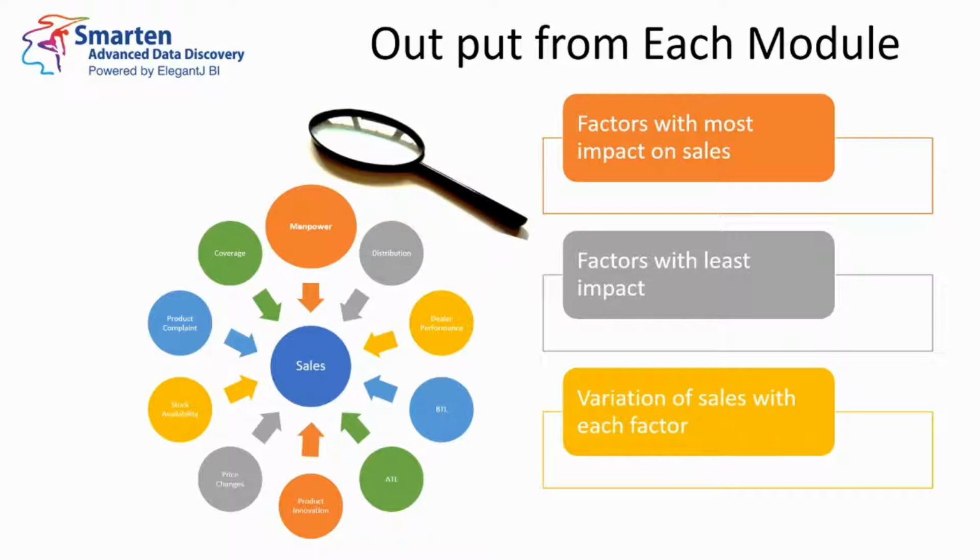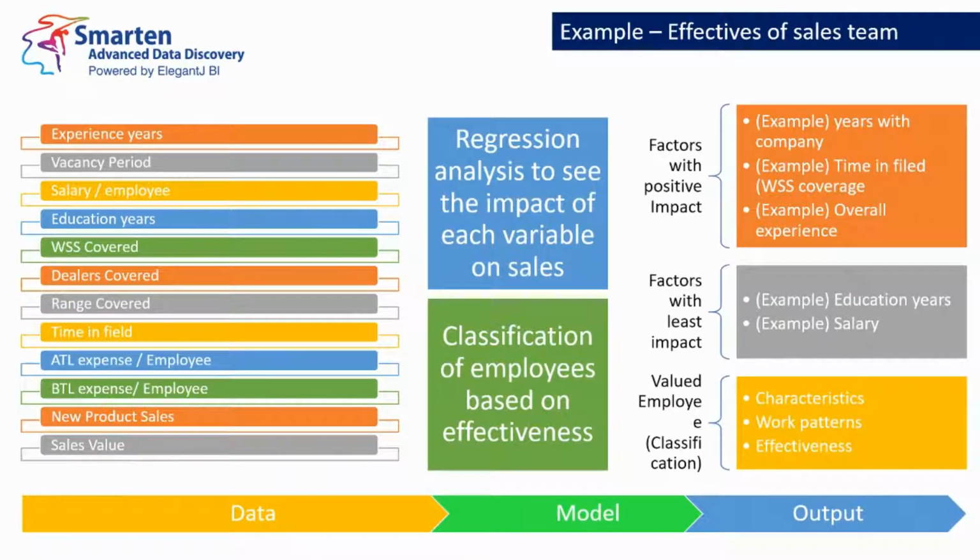You would like to connect it with the sales data, and you want to see which of the individual traits of your manpower have an impact on the sales. So what you will get is that, from the manpower or HR module, you will get the factors that most impact the sales, the factors in HR that least impact the sales, and the volume or quantum of sales which gets impacted by each of these factors. So here's how a model would look.